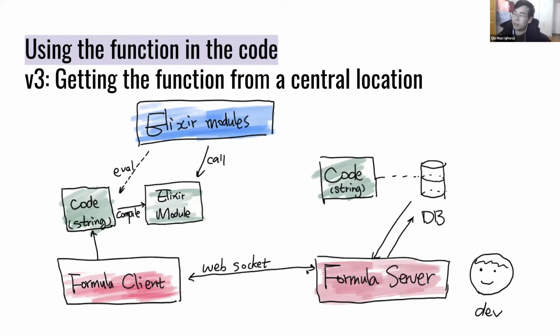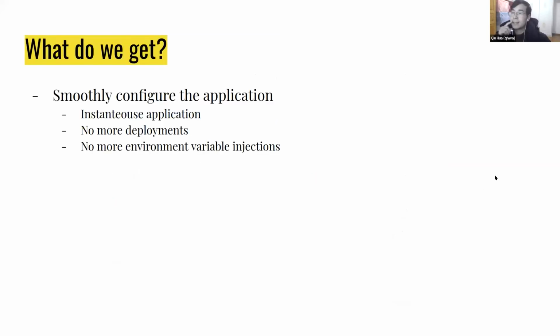And if there's any change, you can push the change to the client side, which resides in the application. So the application Elixir modules can call either the code string or the compiled Elixir module. How does that work? I think you made a proof version, a proof of concept for that.